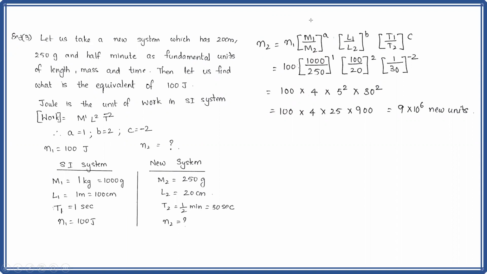So substitute them in this particular formula and all the values. Once you substitute, you will get 9 into 10 to the power of 6 new units. Same model you proceed, you will get the answer. Everything is neatly given, you can go through that. In this way you can find equivalent units in the new system. I hope you understood this particular topic, the applications of dimensional formulae.